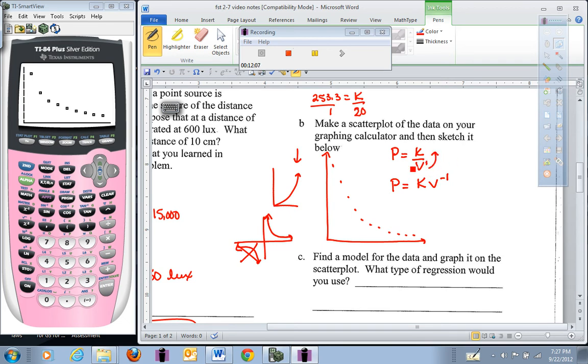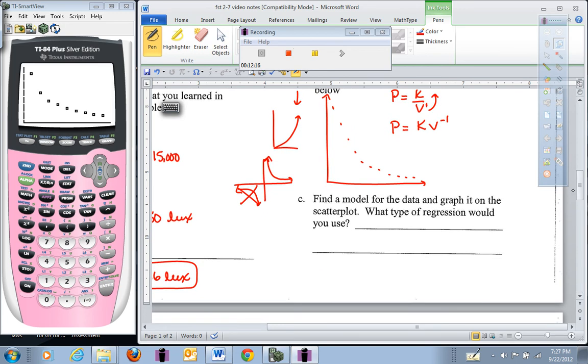I'm going to make it look like P equals K V to the negative first. So our calculator can actually calculate a model for us based on this, and it's something called a power regression. It's called a power regression because it's in this form, y equals a b to the x, kind of like the form for the exponential function, but we're talking about this variable representing the negative first power.